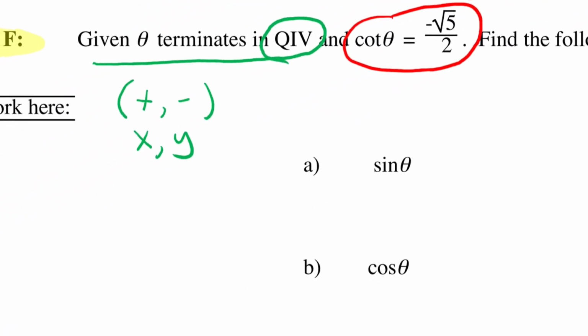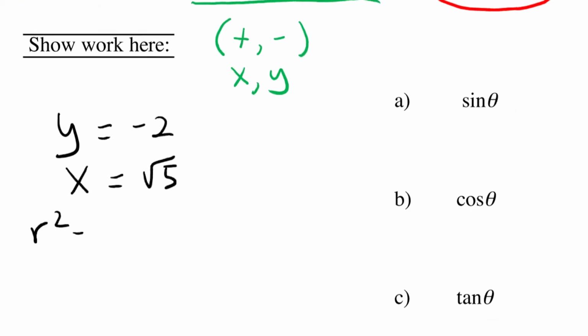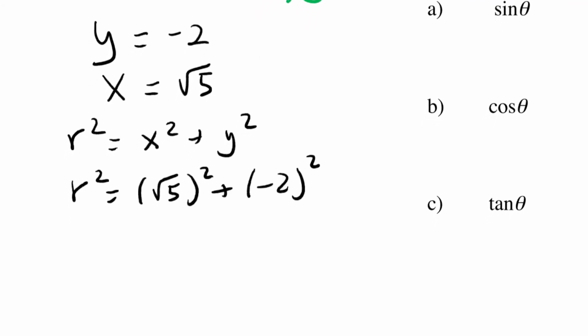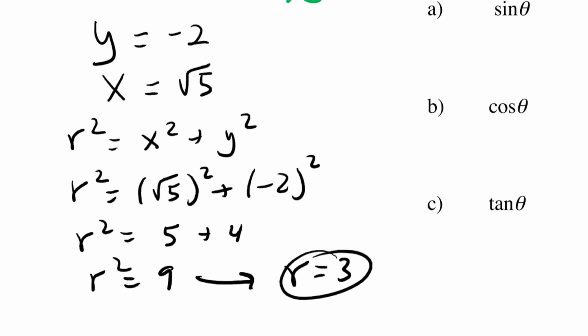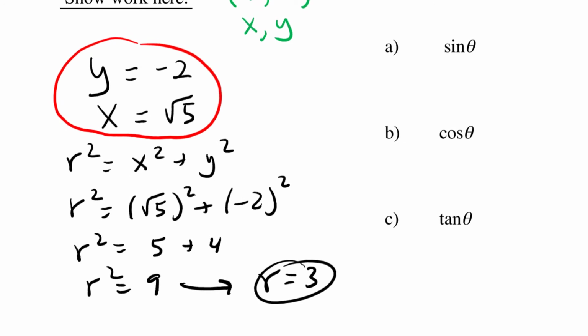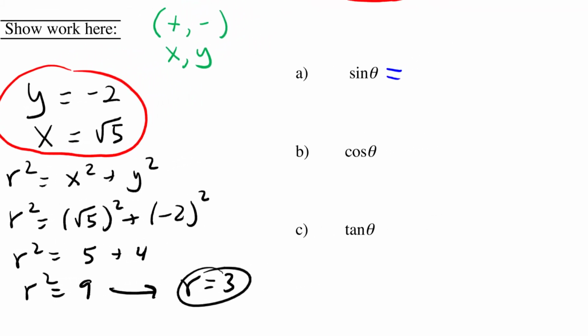Let's put them down, and then we need to just simply solve for r at that point. So again, the y value, negative 2, the x value, square root of 5. So let's go ahead and solve for r using r squared equals x squared plus y squared. And here it is done quickly for you. And we see that r is equal to 3. So we have those three values: the y value, the x value, and the r value. And that's going to help us find sine, cosine, and tangent of theta.